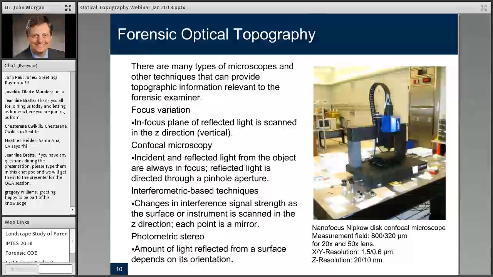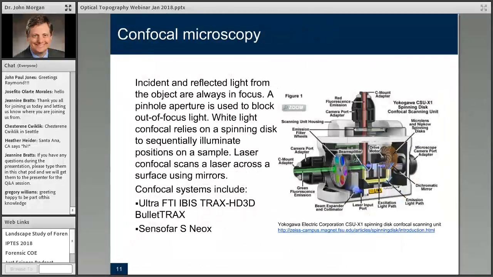So those are the four main types of microscope that we're going to be taking a look at. Let's start with confocal microscopy.